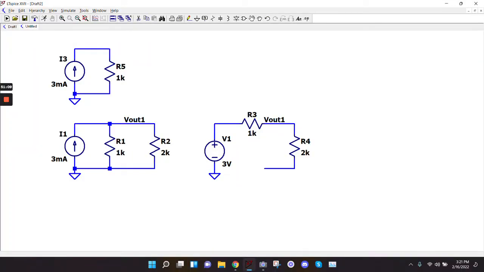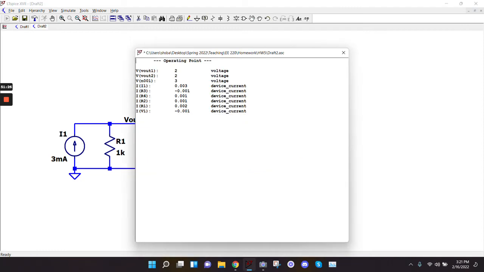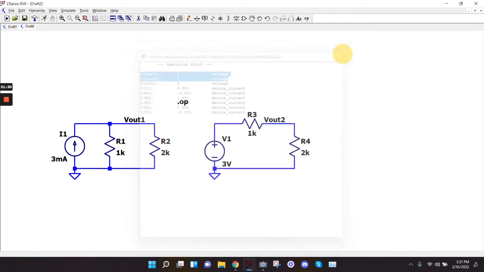All right, so this is going to be V out 1. We'll call this V out 2. So those should be equal. If they're not equal, then I'm fired. Oh, please be equal. Nice. All right. So that worked.